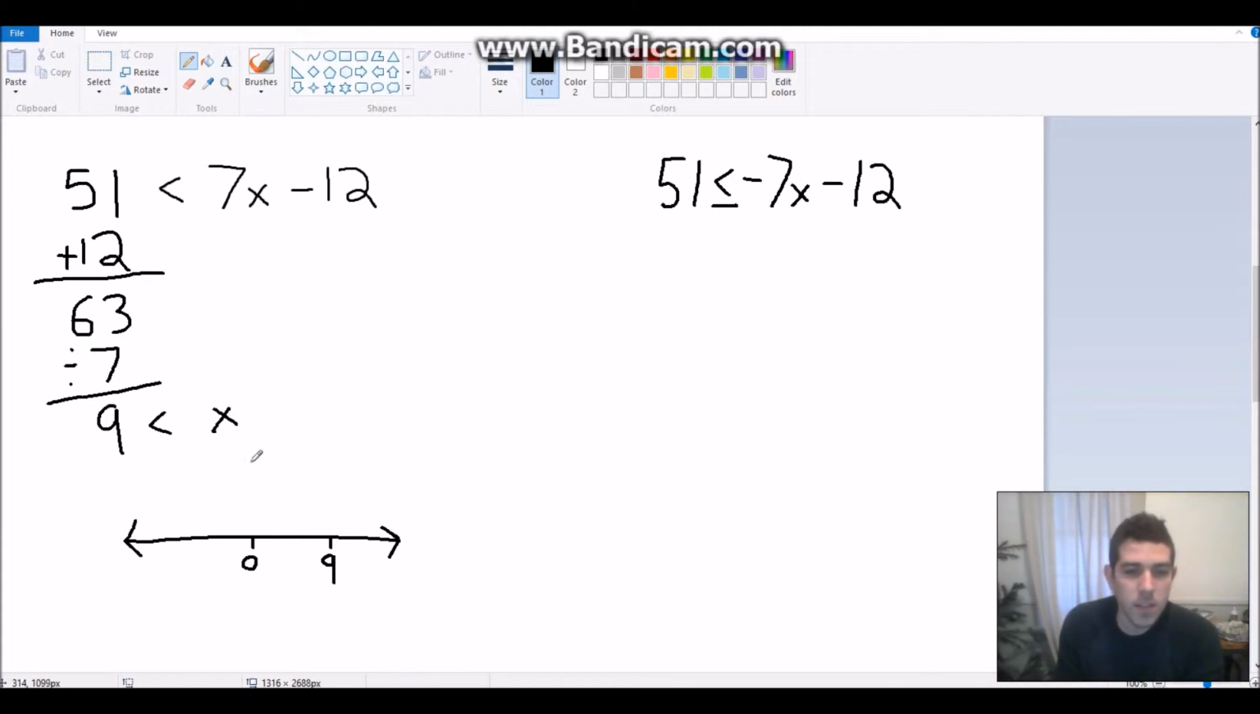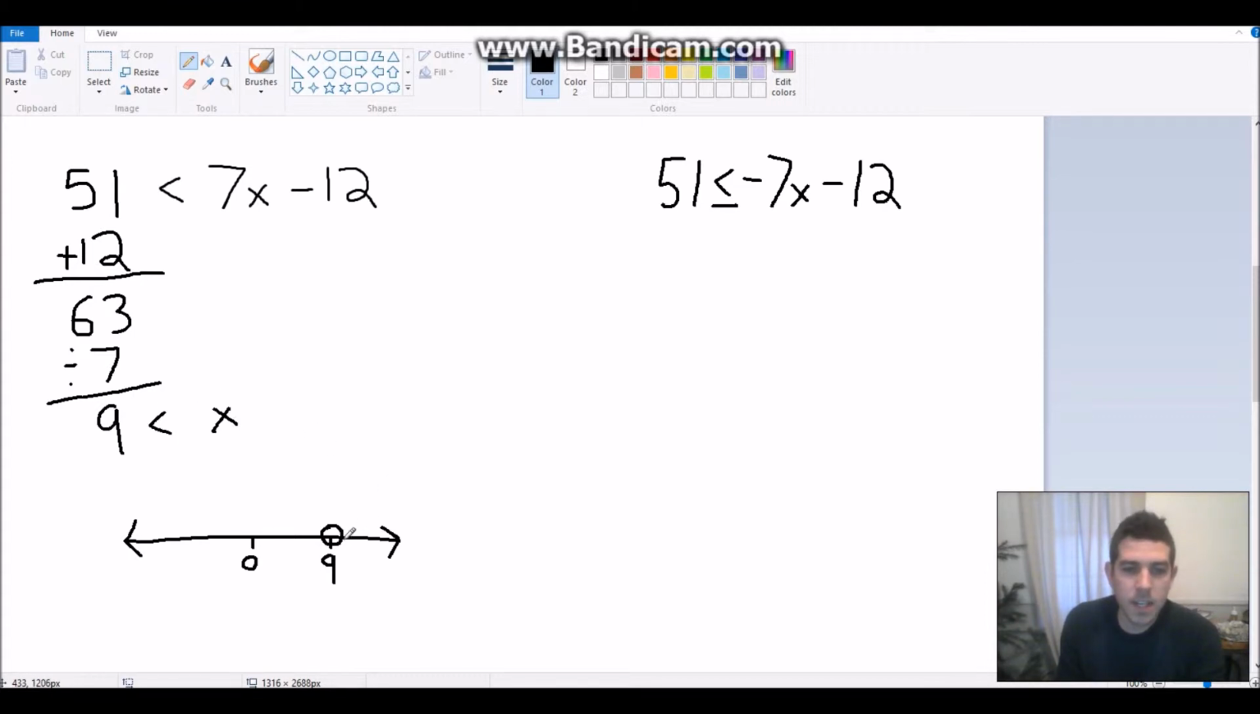And then, here's the tricky part. Depending on what the inequality sign is, whether or not I'm going to have an open circle at 9 or a closed circle. Now if it's not equal to 9, see how it's less than, or x is greater than 9, I'm going to leave this circle open, meaning that x is everything greater than 9, but not 9. And then I'm going to shade in everything that's greater than 9. X is greater than 9. 9 is less than x.